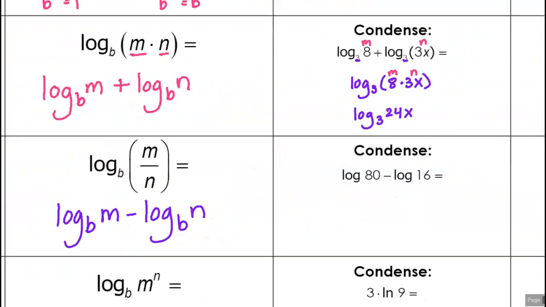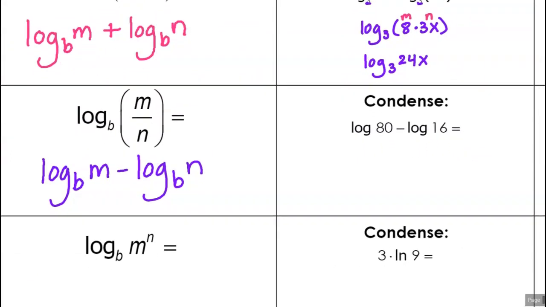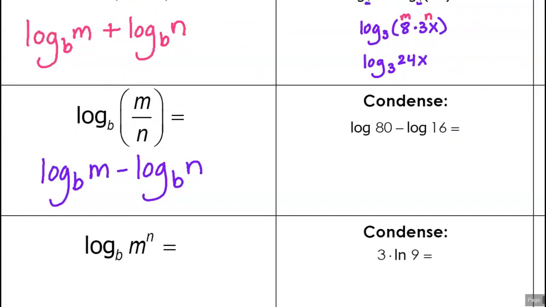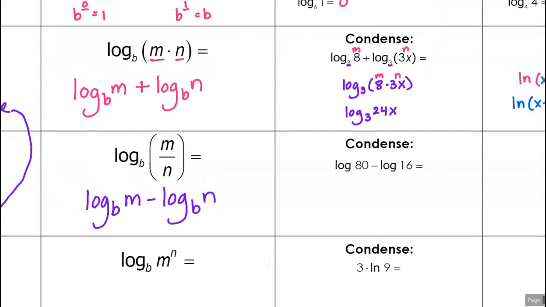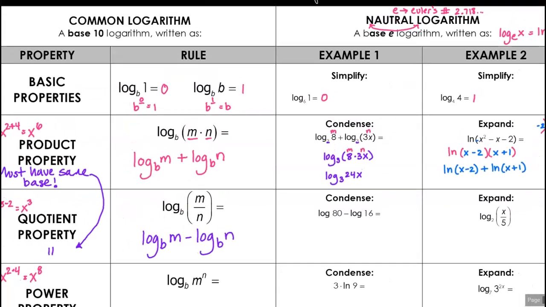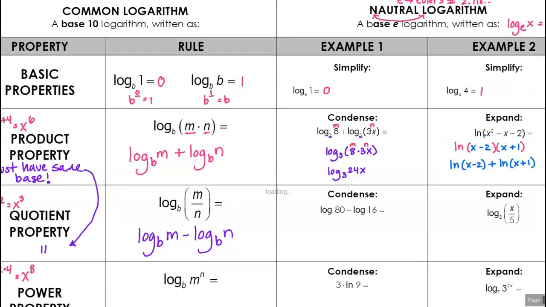So here, I'm doing the condensing first. I have log of 80 minus log of 16. I'm glad they did this problem because there's another thing I wanted to go over quickly. If you have a log of a number and there is no base, what is the invisible base?